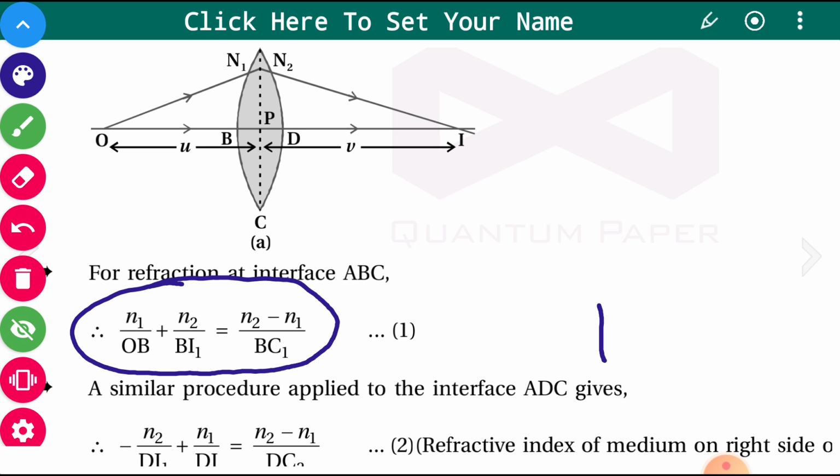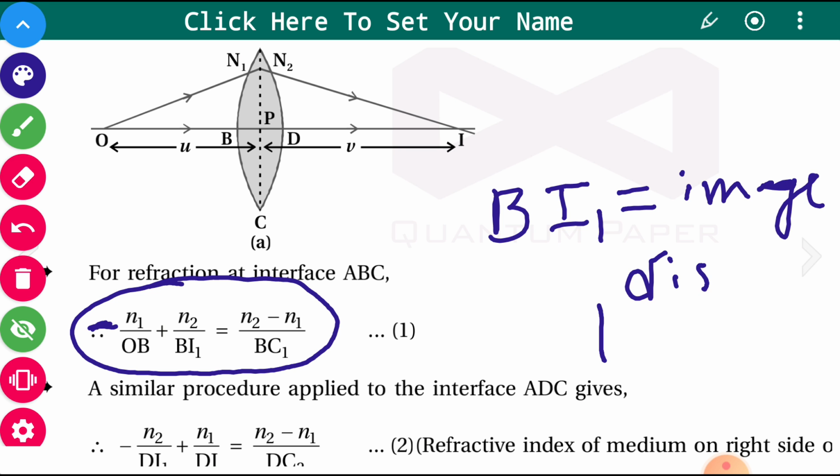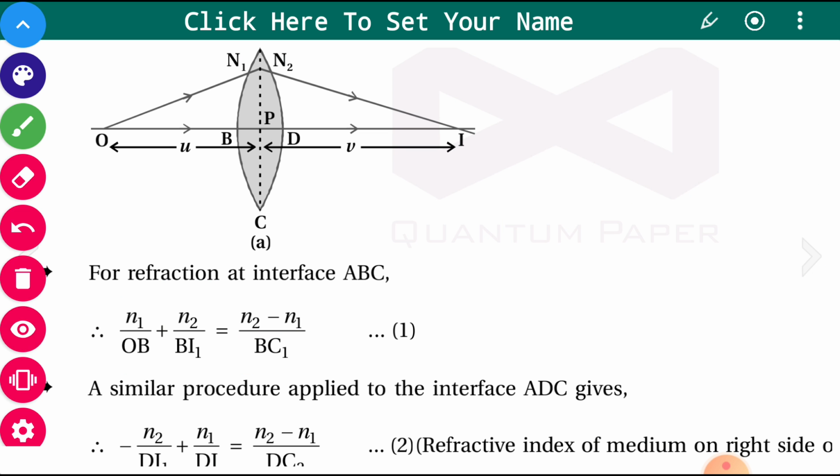There must be a minus: minus n1 upon OB, that is the object distance, plus n2 upon BI1, where BI1 is the image distance. You can see in the figure, BI1 is the image distance, that is, of the image which is formed by the first surface. And then n2 minus n1 upon BC1. Now you can see BC1 is the radius of curvature R1 for the first surface.